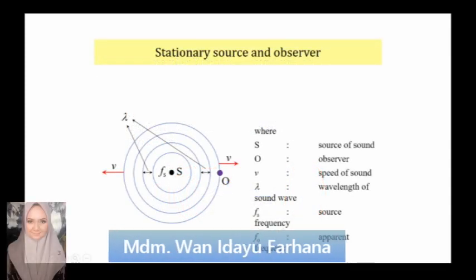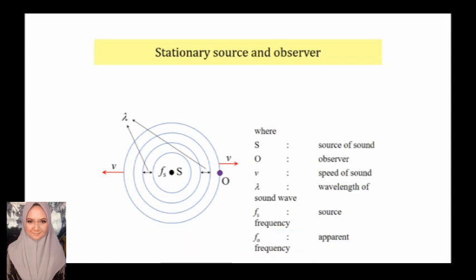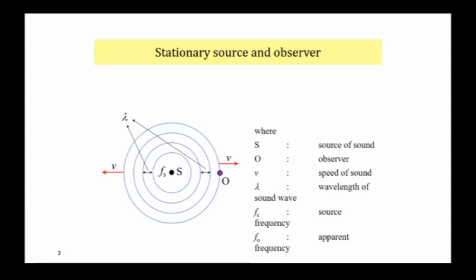Okay, next. For our first scenario, I would like to explain what happens when both the source of sound and the observer are in stationary condition. Okay class, you have to bear in mind that any source of sound will emit sound waves in all directions with the same speed, and therefore they produce a spherical wavefront.